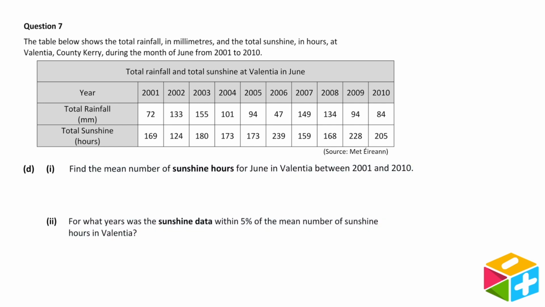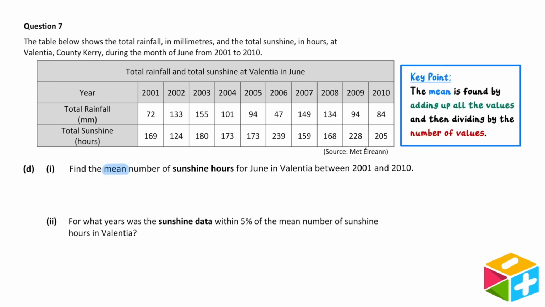We're asked to find the mean number of sunshine hours. So how do we find this? Well, the mean is found by adding up all the values and then dividing by the number of values. We want to find the mean of the sunshine data. The first step will be to add up all these numbers.